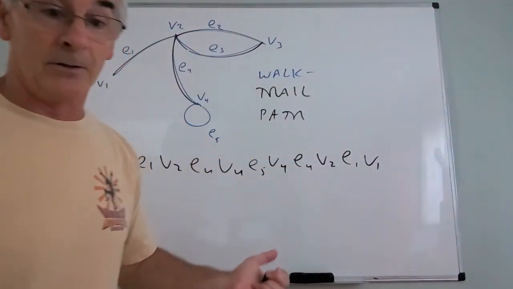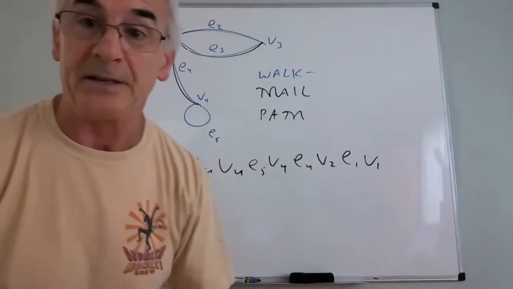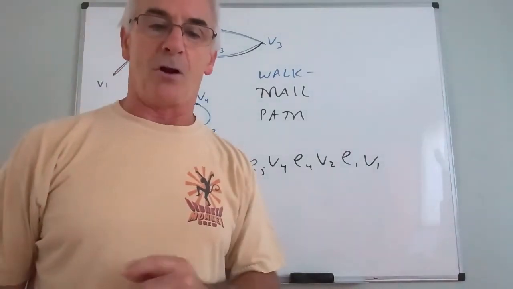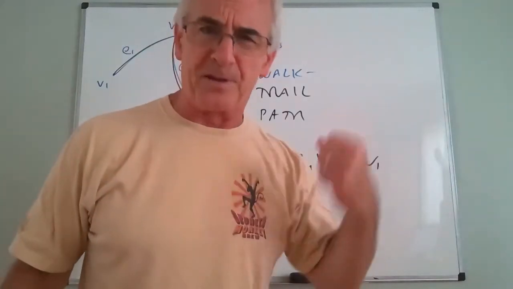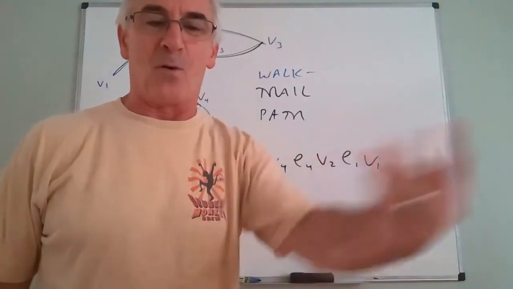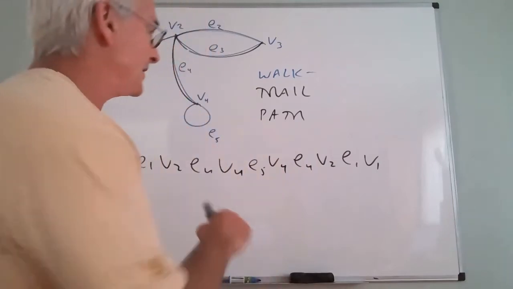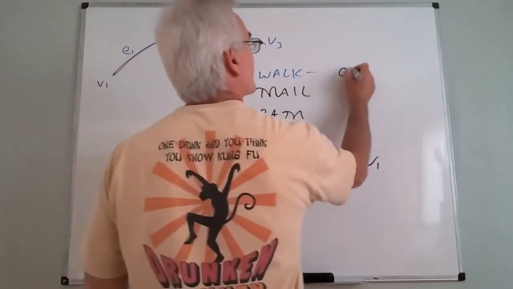Now, this is not a trail. This is not a path because I've repeated things, but I did end where I started. So like any good walk, you don't go for a walk and then call for help 10 miles from home. You go for a walk and you come home. So this is called a closed walk.